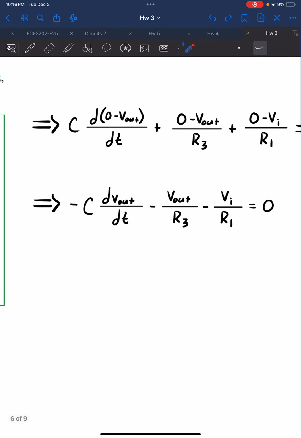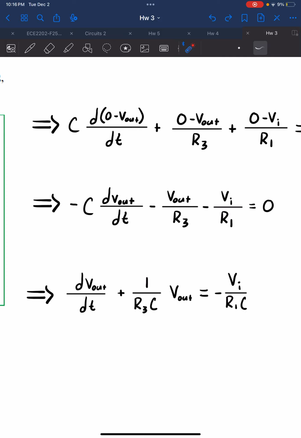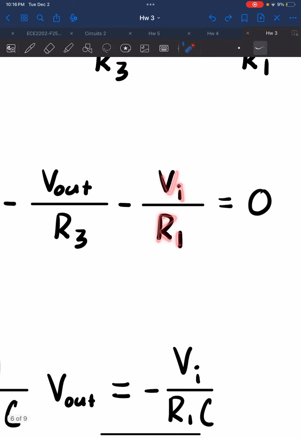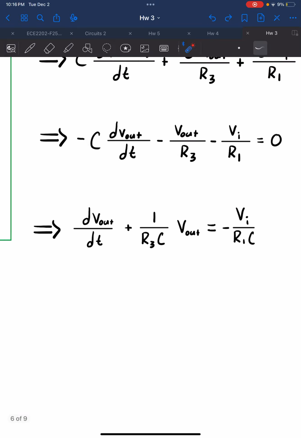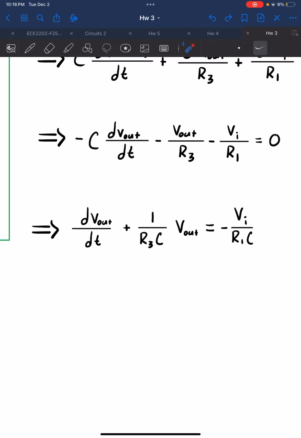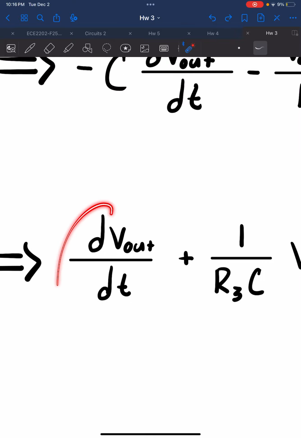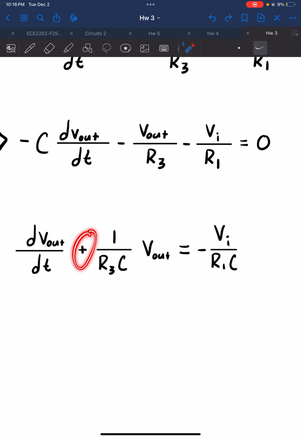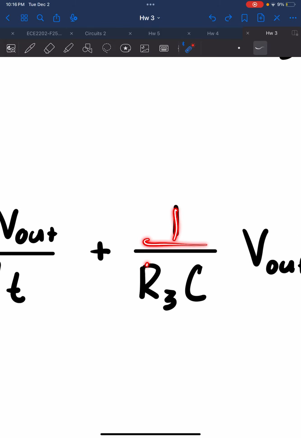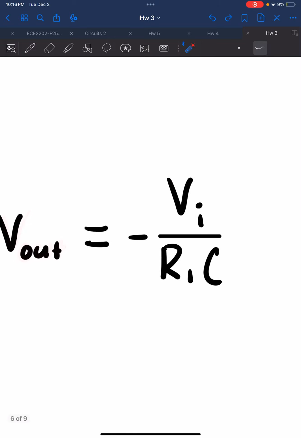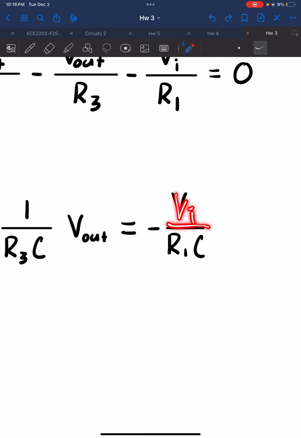So for the next step, I'm just going to do some rearranging. We're going to add V in over R1 to both sides, and we get this. And then everything else stays almost the same. We're going to go ahead and divide both sides by negative C, right? So we get this leading term by itself. It flips the sign of this to positive 1 over R3C times V out equals V source over R1 C, with a negative, right?